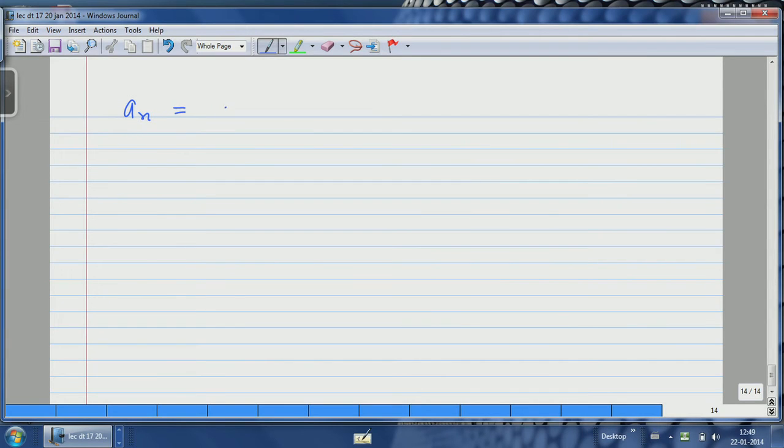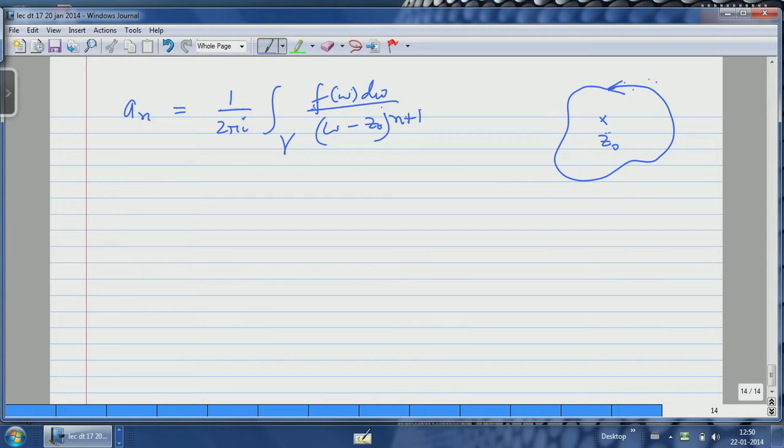So what is a_n? a_n is 1 by 2 pi i integral over gamma of f(w) dw by (w minus z naught) to the power of n plus 1, where the picture is like this. You have z naught and you have gamma, a simple closed curve going around z naught, sufficiently close to z naught, going around once, okay. Now you take gamma to be the circle, okay. The shape of gamma really doesn't matter because of Cauchy's theorem actually.